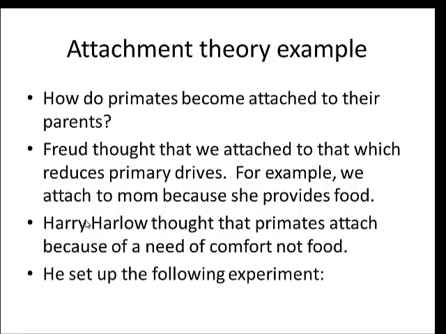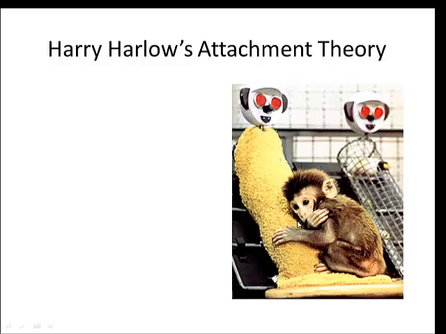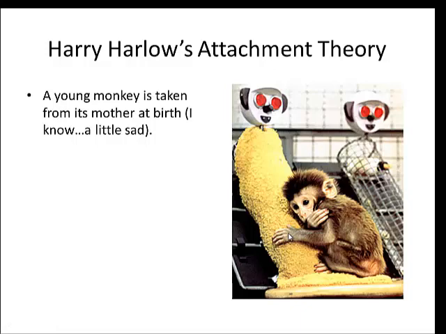So he set up the very famous following experiment. Here's a little capuchin monkey. It's really sad stuff. The monkeys are taken away from their mother when they're born. So there's no socialization, but they have the need for attachment. They have an innate instinct for comfort. I know it's the saddest thing. And Harlow gave them two monkeys. One monkey provided them food, the wire monkey, but it didn't provide any comfort. And the other monkey was soft and provided them comfort but no food.